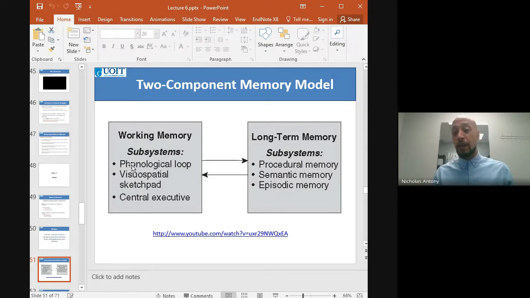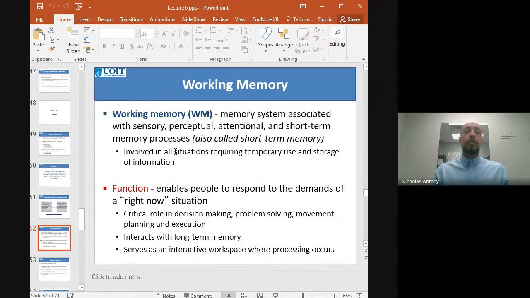It is composed of our phonological loop, which is the short-term memory of words and numbers. Our visual spatial sketchpad is the short-term memory of visually what's going on. And then our central executive is like our consciousness that's coordinating everything. It allows us to function or respond to the demands of the right now situation.